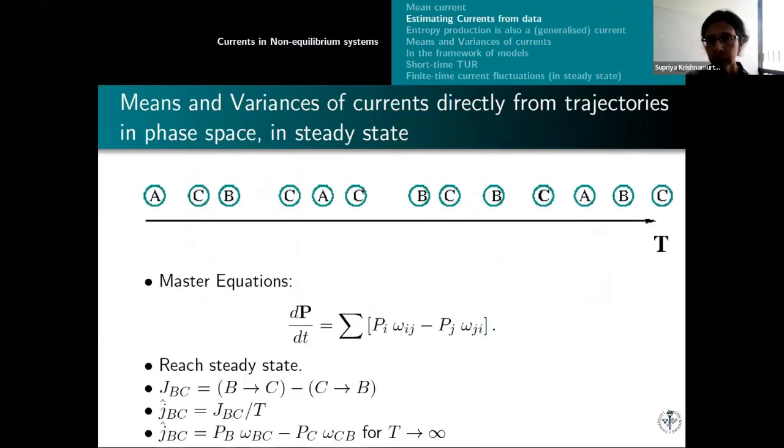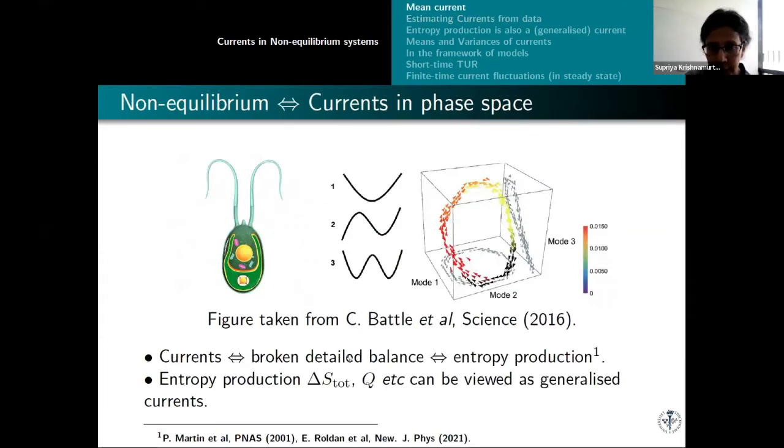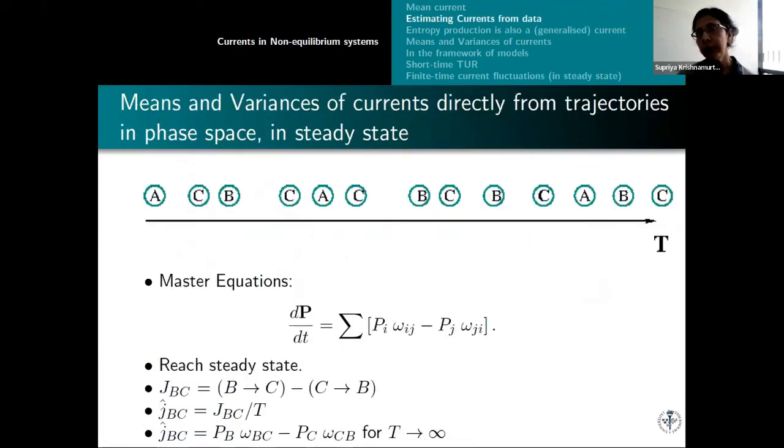I should also say that in the previous talk, Edgar Roldan also mentioned these articles, which I knew about before, but it reminded me of those that were from much longer back, that also considered this case of broken detail balance, P. Martin, PNAS from 2001.